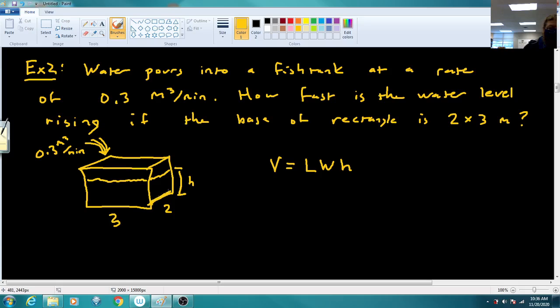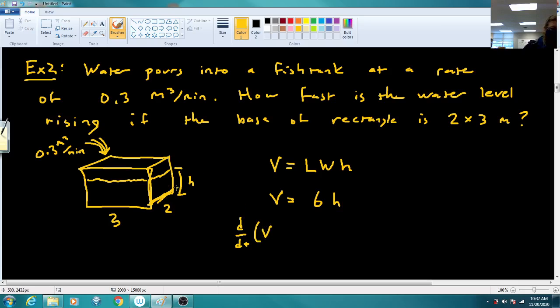If we think about the water, the tank length and width are always 3 by 2. As you move up the tank, it always has a 3 by 2 cross section. So the length and width don't change with respect to time, only the height does. We can treat the length and width as constant. So the volume is 3 times 2 times h, so it's 6h. This is the equation we will take the derivative of.